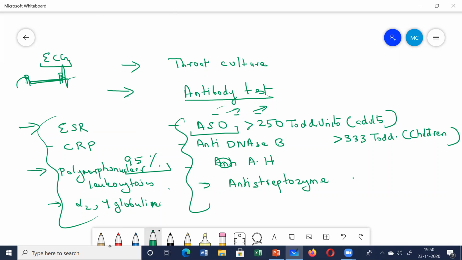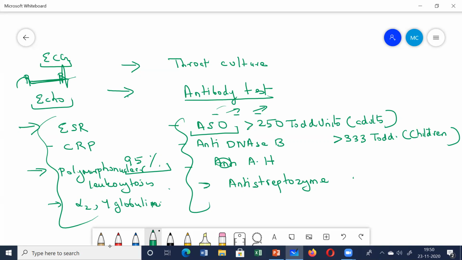And in the chest radiography, if the patient has developed heart failure, then you will find the features of heart failure. In the echocardiography, if the valves are involved, you'll find valvular dysfunction. You can see the vegetations. If the myocardium is involved, you'll find myocardial dysfunction, right? So these are the different tests which you are going to do in the patient, right?